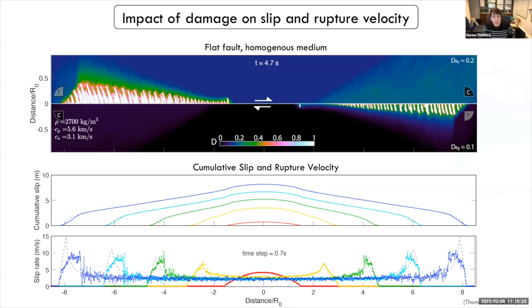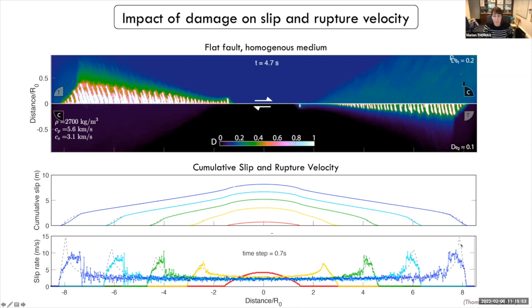So here I look back at this simple case where I just have a change of initial damage density on both sides of the fault. This is the final damage state. And here I'm looking at the accumulation of slip due to the rupture. We have the curves plotted every 0.7 second. And here this is the slip rate on the fault. And I'm comparing it with a purely elastic model with no damage.